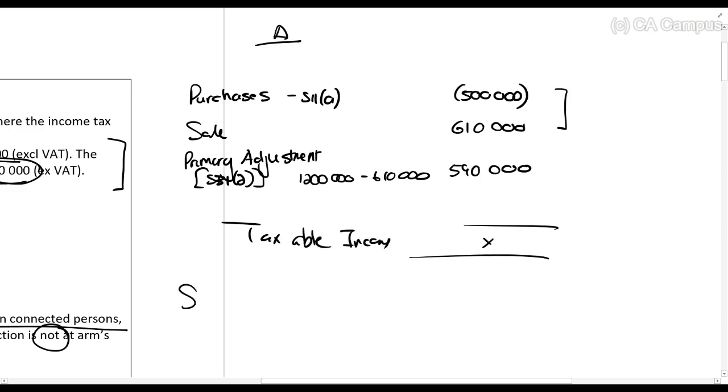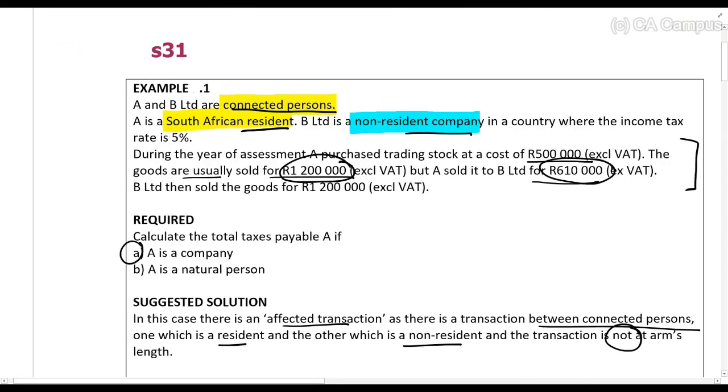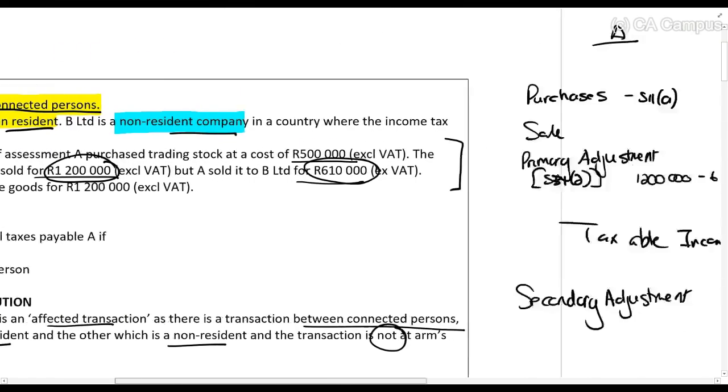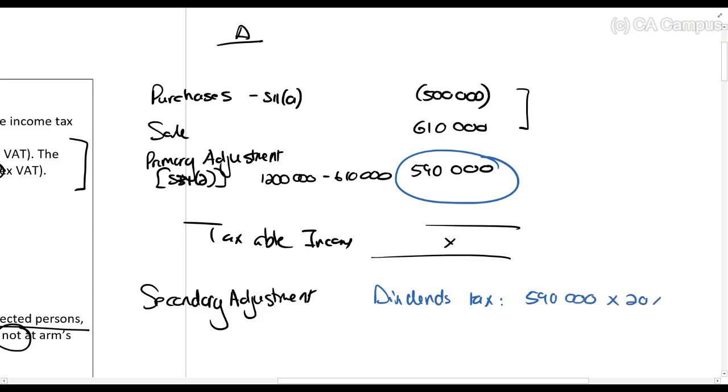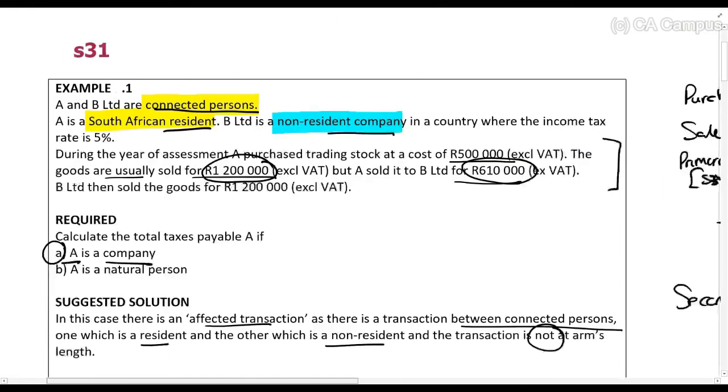You then have to do your secondary adjustment, and you'll have to do this in the correct place. In this situation, A is a company. If A is a company, we pay dividends tax. So they treat it as if that 590,000 rands was a dividend in specie. The dividends tax rate is 20%. With a dividend in specie, the company is responsible for it.